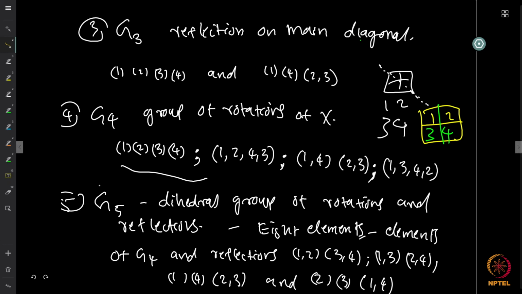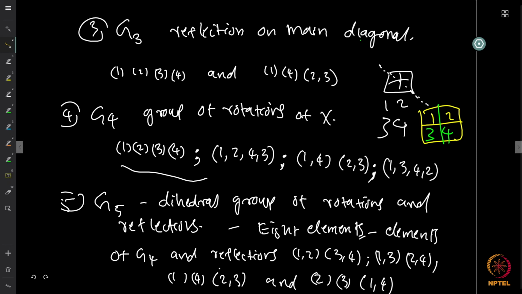Then we can talk about G5, which is the dihedral group of all rotations and reflections. So we already saw that the rotation has all these 4 elements. Then we have the reflections, right? Reflections on the main diagonal and the horizontal, vertical, etc. So these form altogether 8 elements. So what are the elements?